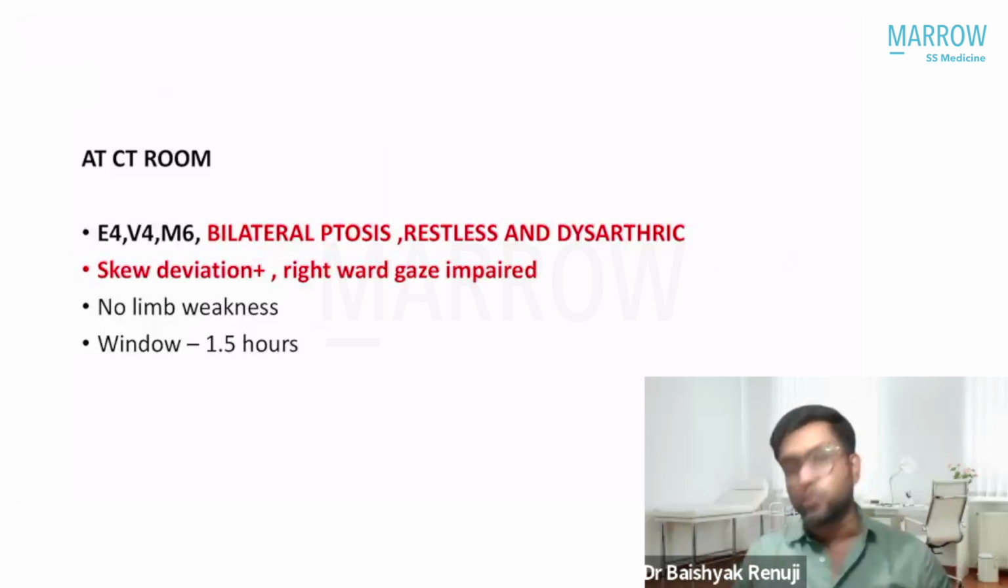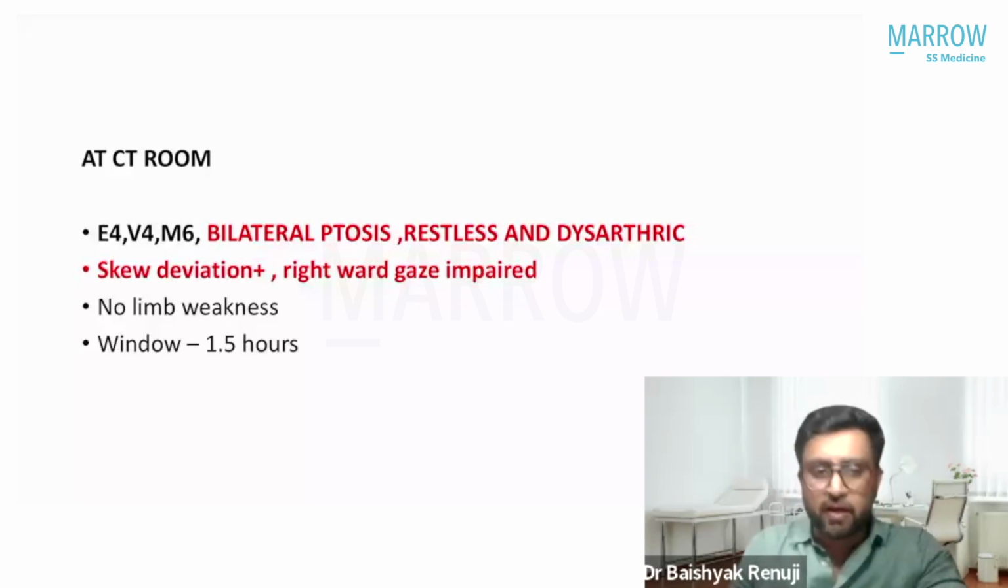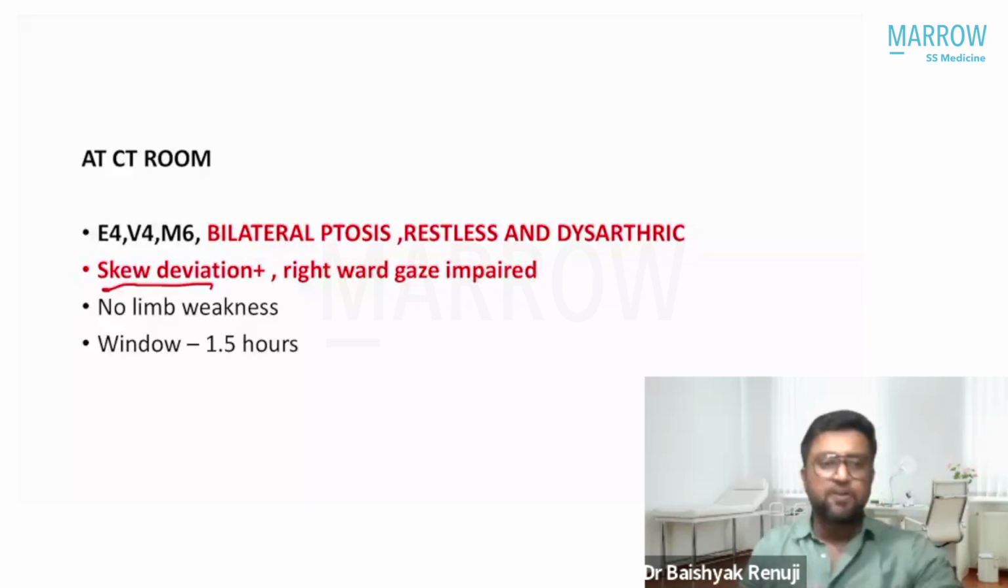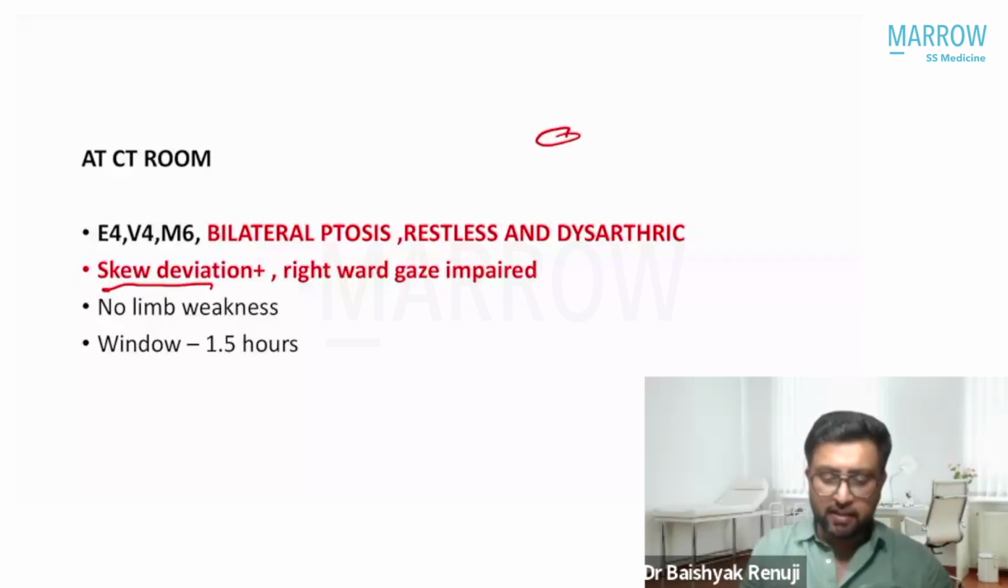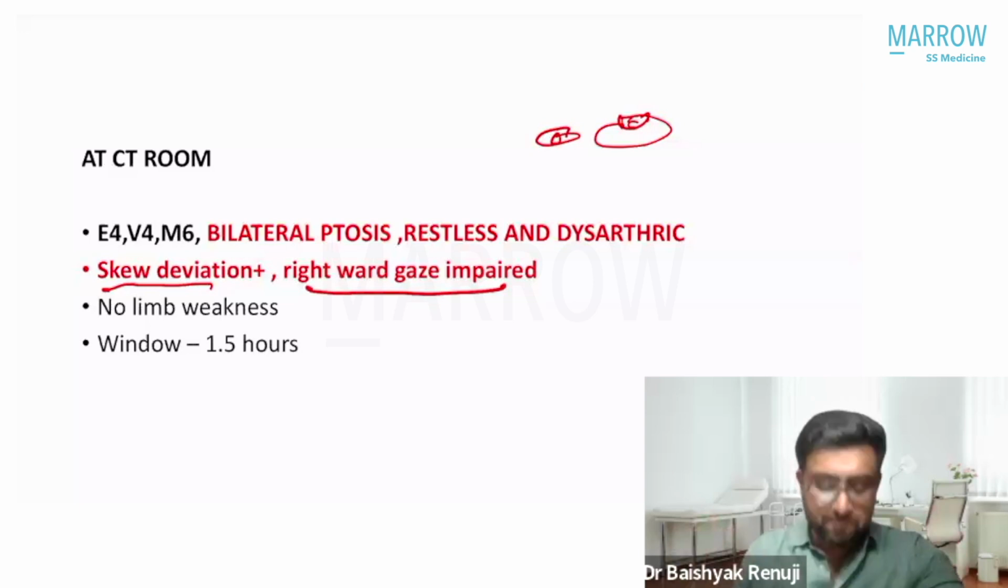He had bilateral ptosis, severe bilateral ptosis. Because of that, it looked like he was unable to open the eyes. And he was restless and severely dysarthric. He was not ready to communicate. And when I looked at the eyes, there was a skew deviation, that is vertical malalignment. One eye is located like this, and the other eye is upward. And rightward gaze was impaired. This gave me the diagnosis.